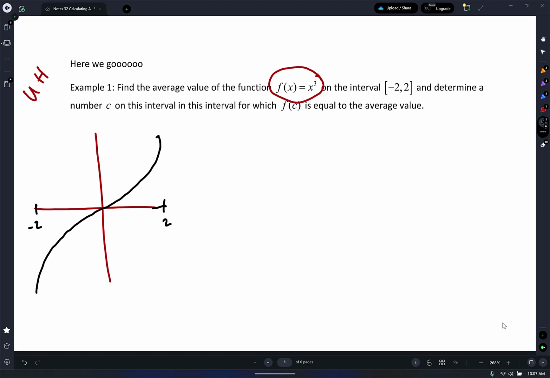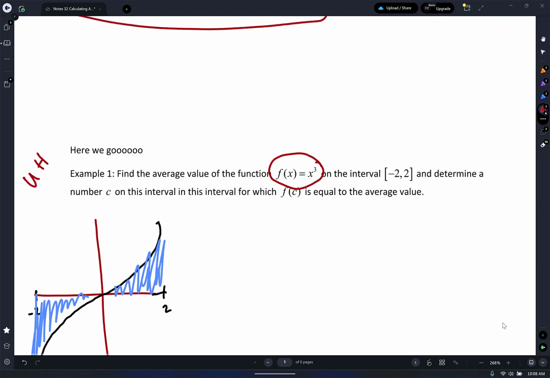Use your intuition. What do you think the average value of this function from -2 to 2 is? How did you do that so fast with your super smart intuition? Because they cancel out. You know that x cubed is an odd function, so I have just the same amount of area above the x-axis as below the x-axis. Yes or no?